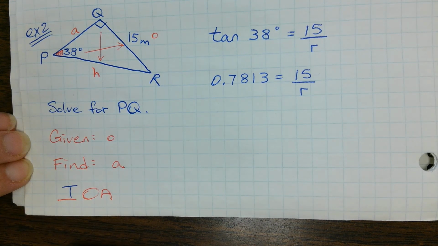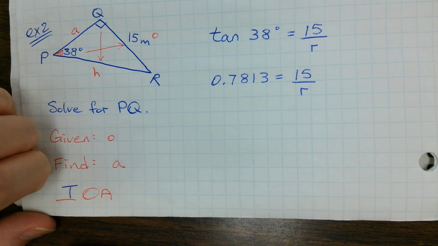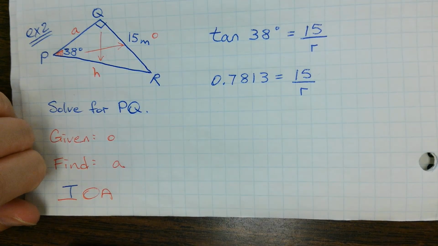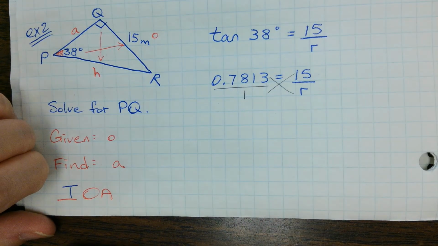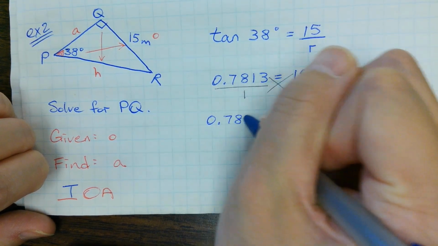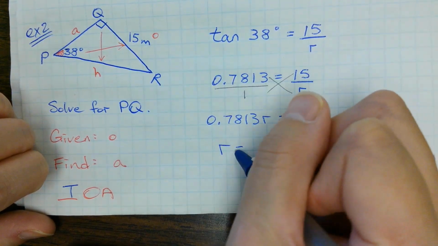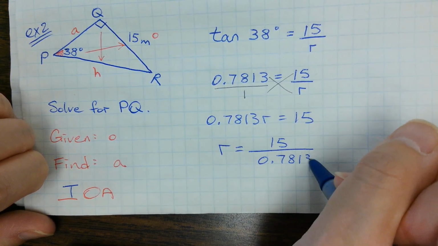In the next chapter, these letterings would come in handy. So if you are consistent now with how you label the color sides, it will help you in chapter 8. Okay. So again, put it over 1. So if I put this over 1 and cross multiply, I get 0.7813 R equals 15. So then R equals 15 over 0.7813.